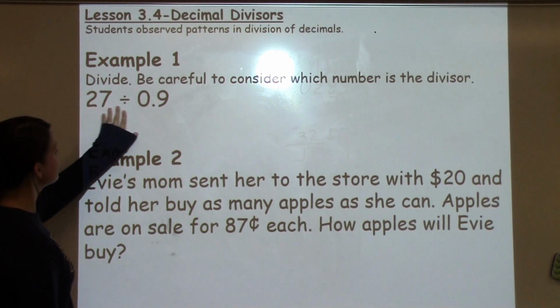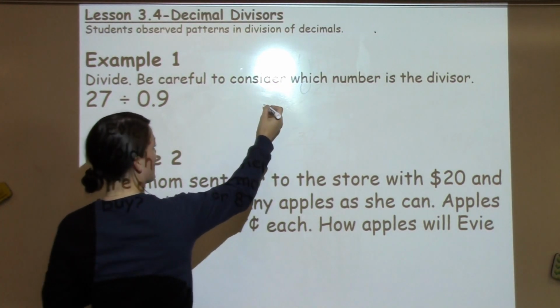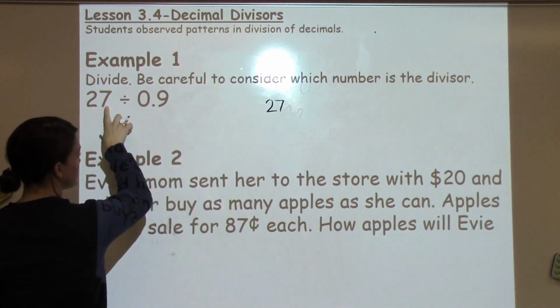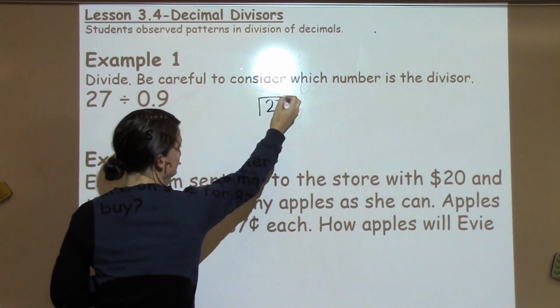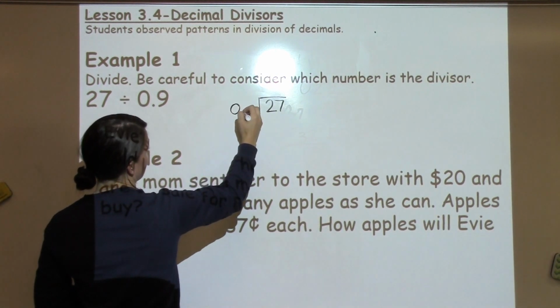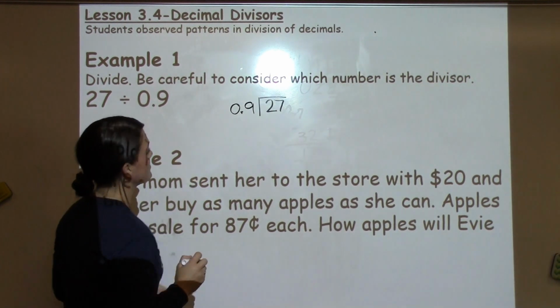Lots of times when students see it written this way, they just want to throw it in however they like. But it's important to know that the first number always goes in the house, inside the division box, and the second number is the divisor or belongs outside. Alright, so this is how we would set up our problem to solve.